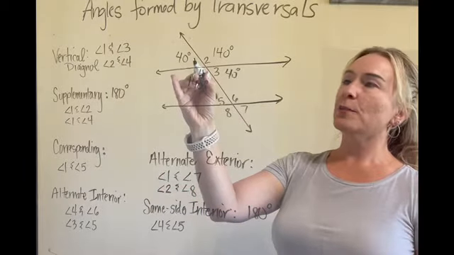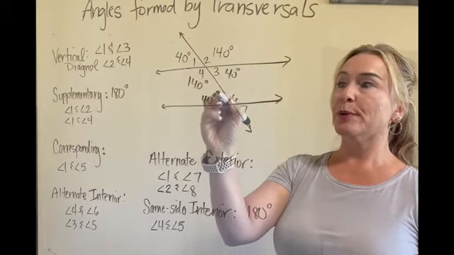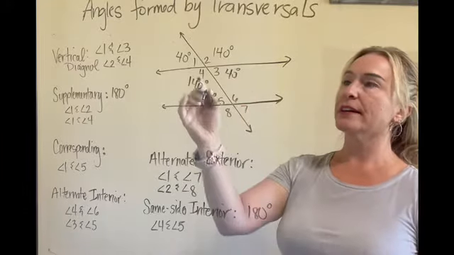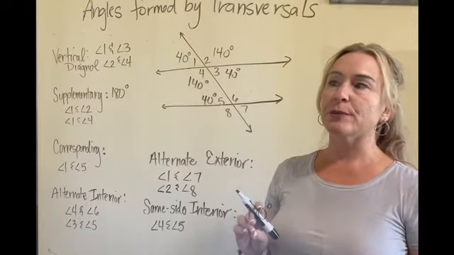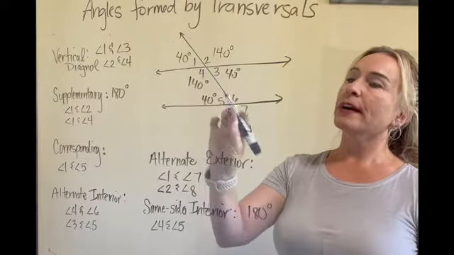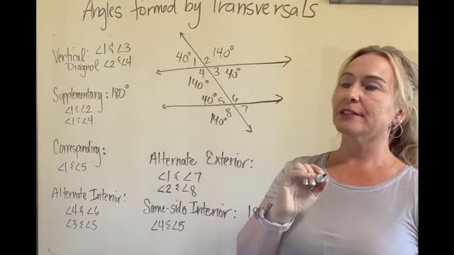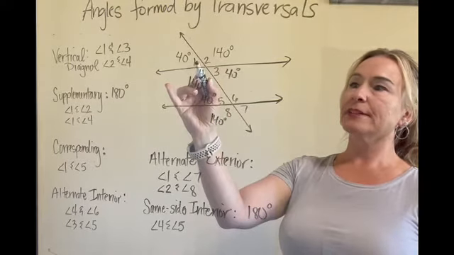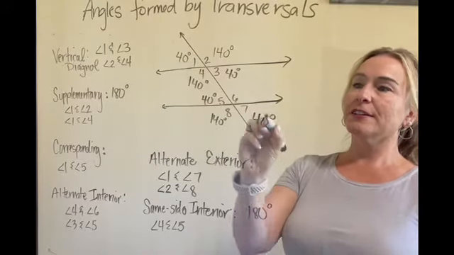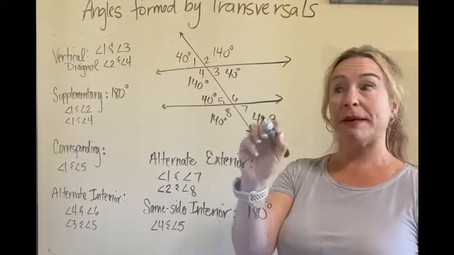Corresponding, angles 1 and 5 are corresponding, which means they match each other. They're both acute, so double check. Don't just put any old numbers in there. Angles 1 and 5 are both acute, which means they're both going to be 40. Angle 4 and 8 are also corresponding, so angle 8 is going to be 140. Angles 1 and 7 are alternate exterior angles. 7 is also vertical with 5. It is also supplementary with 8.